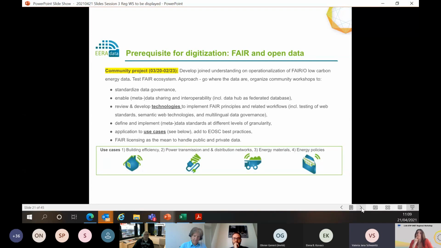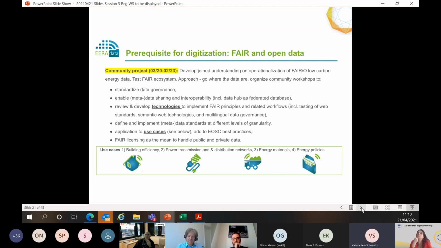So FAIR data are first and foremost about machine actionability, metadata, which is data about data, data licensing, data certification, and technologies that support automated workflows for data stewardship and data analysis alike. In ERA data, we try to break down the general FAIR and open principles to the context of low carbon energy research data. And we do that by organizing community workshops to develop data technologies that are useful to the data users. So we test them in 4 use cases, which are named on the slide.